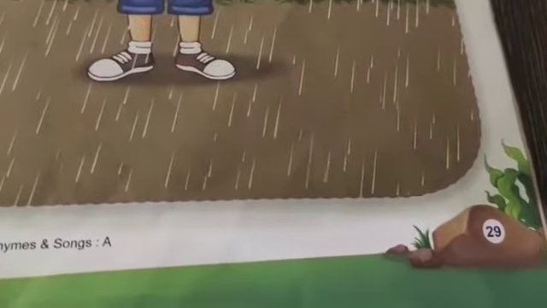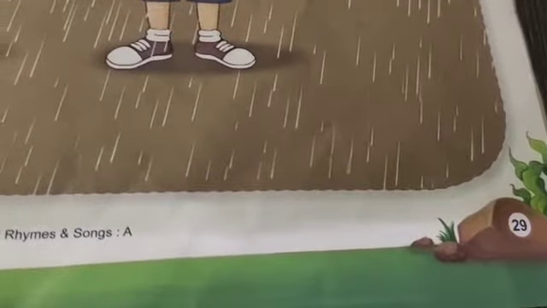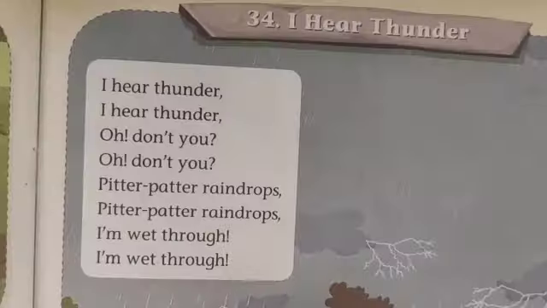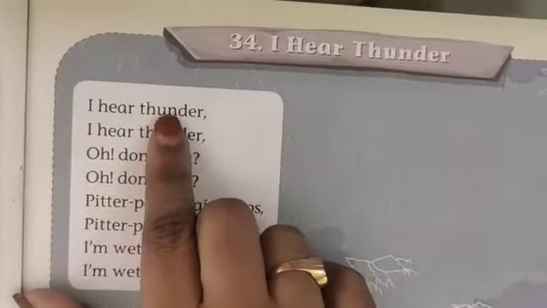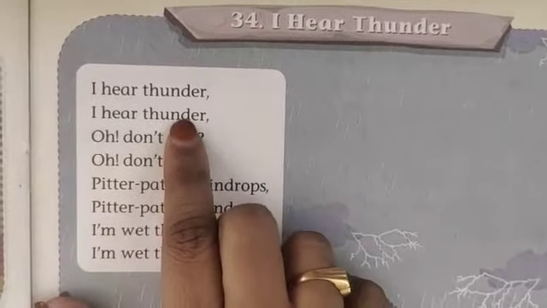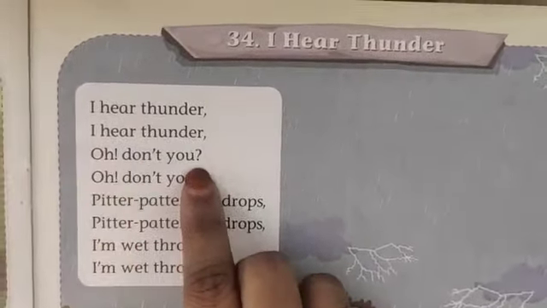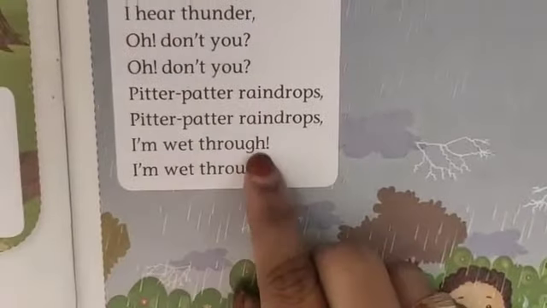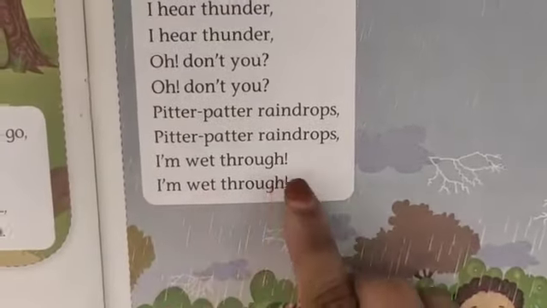Yes, children, open your rhymes book. Open to page number 29. And the rhyme is, I hear thunder. I hear thunder. I hear thunder. Oh, don't you. Oh, don't you. Pitter patter raindrops. Pitter patter raindrops. I'm wet through. I'm wet through.